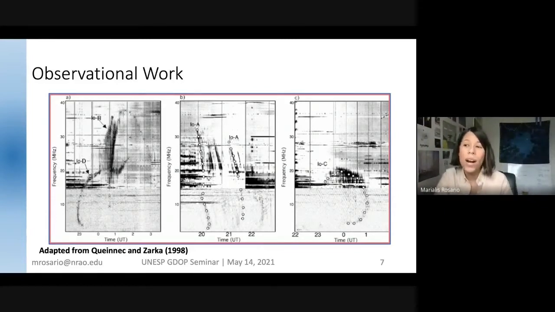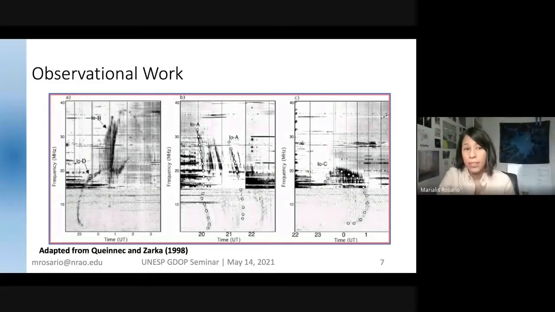And why do we care about this from a dynamic point of view? Well, here we can see Io-B, Io-D, Io-A, and Io-C. These are very specific dynamic spectra that depend on the phase of Io around Jupiter. So essentially, wherever Io is in its orbit around Jupiter will produce a different emission.